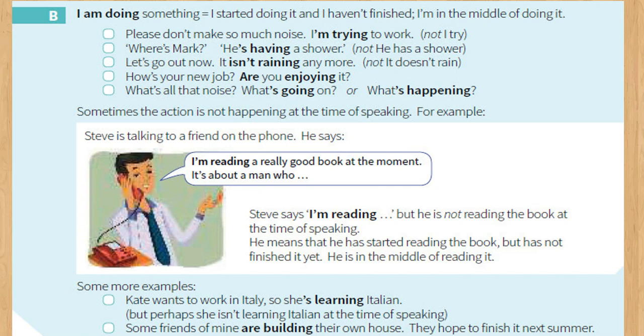Okay, look at the other example. Let's go out now. It isn't raining anymore. You can see that this sentence, it isn't raining, is in negative, okay? Isn't is the same as it is not, okay? If you want to make a sentence in negative, you need to add the word not after the verb. This is very important to construct or to make sentences in negative. It isn't raining anymore. Not it doesn't rain, okay? Because the action is in the present continuous, okay?